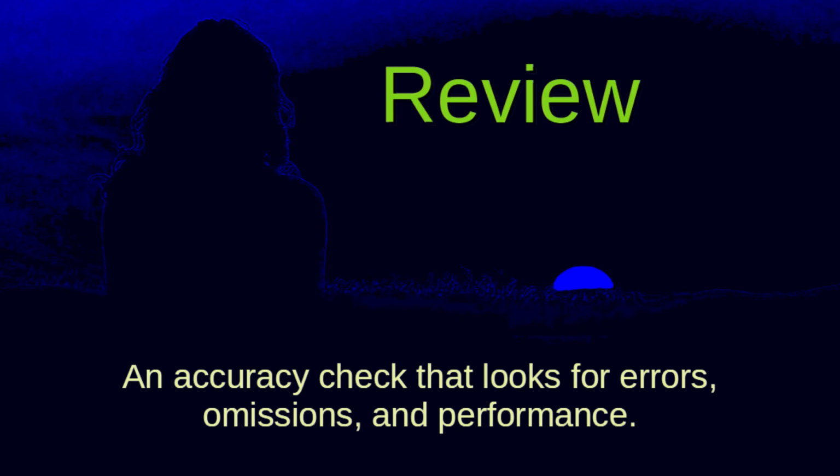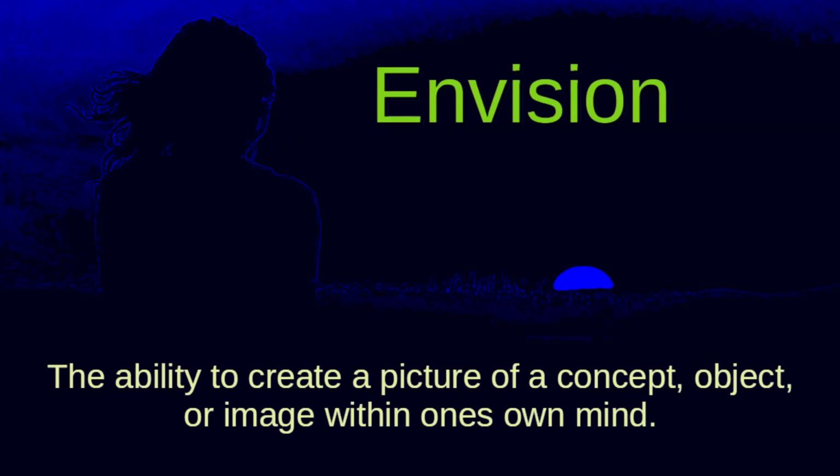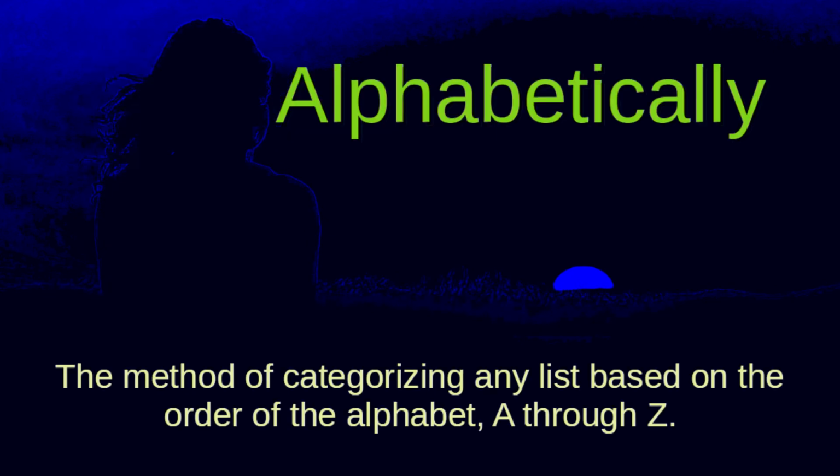Review, an accuracy check that looks for errors, omissions, and performance. Envision, the ability to create a picture of a concept, object, or image within one's own mind. Alphabetically. The method of categorizing any list based on the order of the alphabet, A through Z.